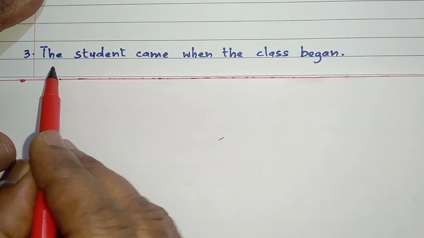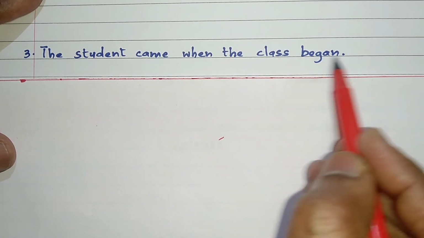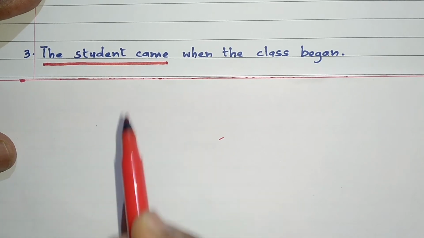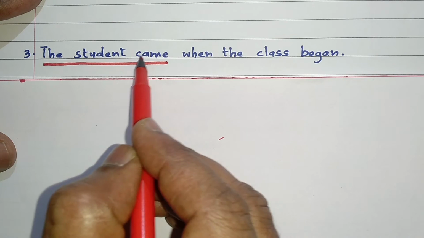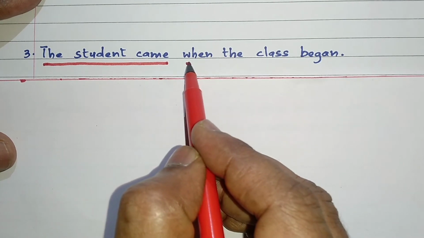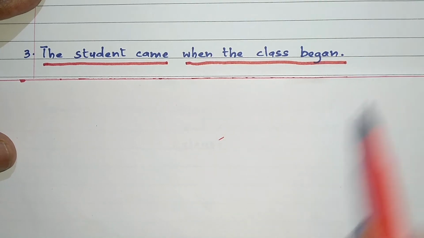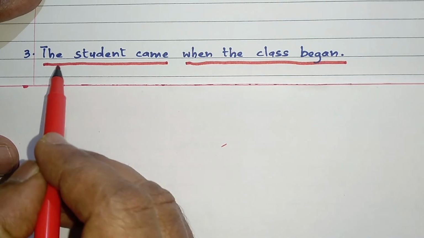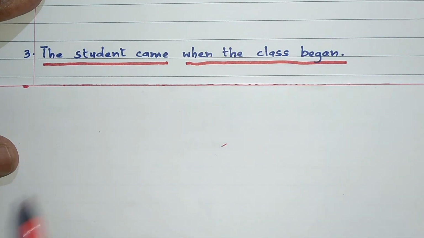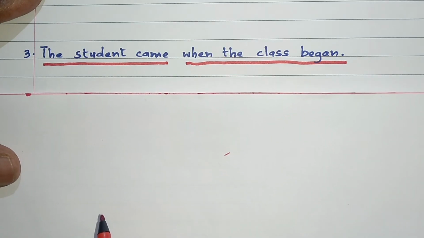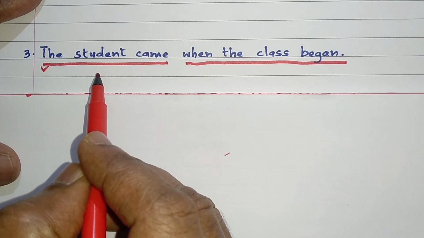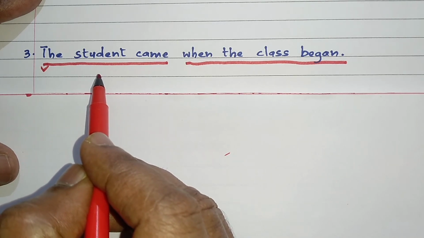Next example, the student came when the class began. Now here, the student came is one clause. The student is the subject, came is the predicate. The remaining part is another clause. Now friends, look at this clause. The student came. Does it make sense on its own? Yes. So this clause makes sense on its own. This clause is what is called an independent clause.